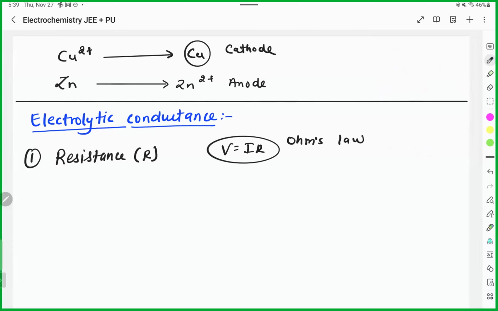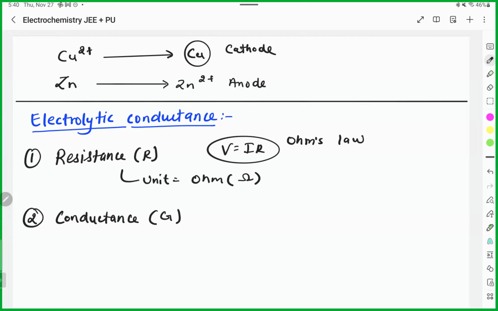Ohm's law. And here the unit will be ohm. This is similar to this. Correct? The second part is conductance, G. When we talk about conductance, it is the reciprocal of the resistance, so opposite to the resistance. So G will be equal to 1 by R, reciprocal.